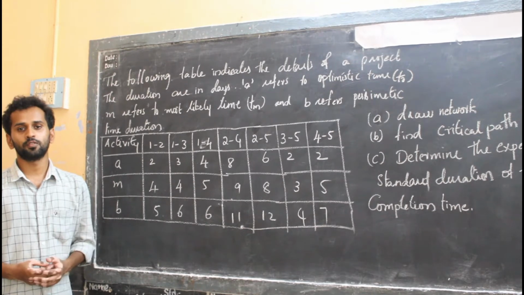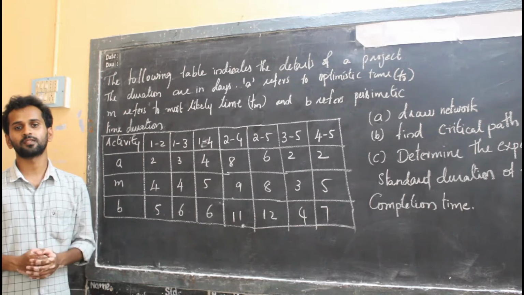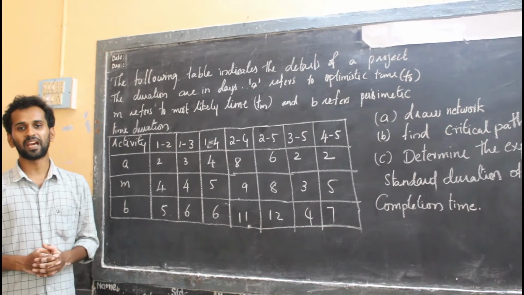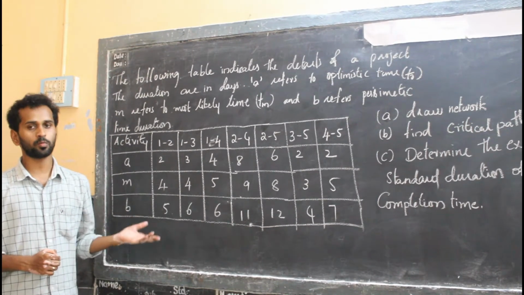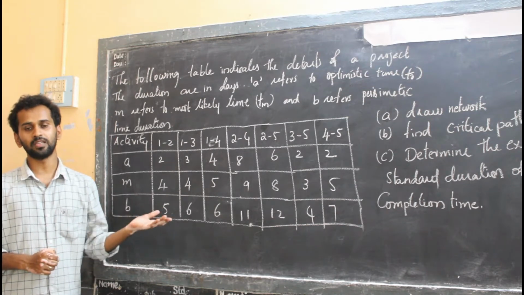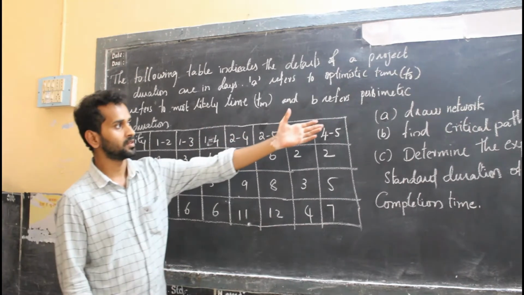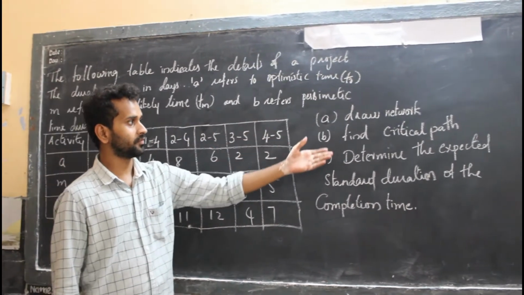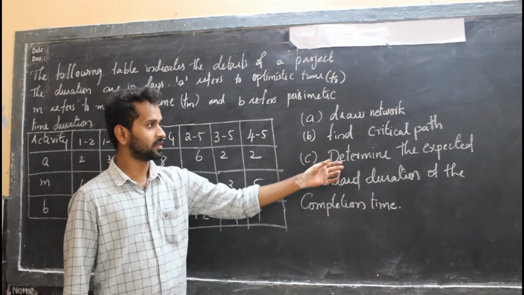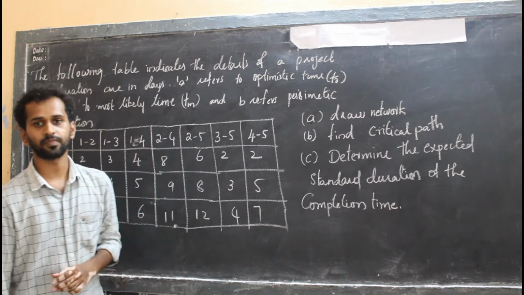In the previous video, we saw solving a given network project by the PERT method. Again, I am considering one more problem in this video and explaining the process of PERT, how to calculate the given things. The first thing asked is: draw the network, find the critical path, and determine the expected standard duration of the completion time. Is it clear?